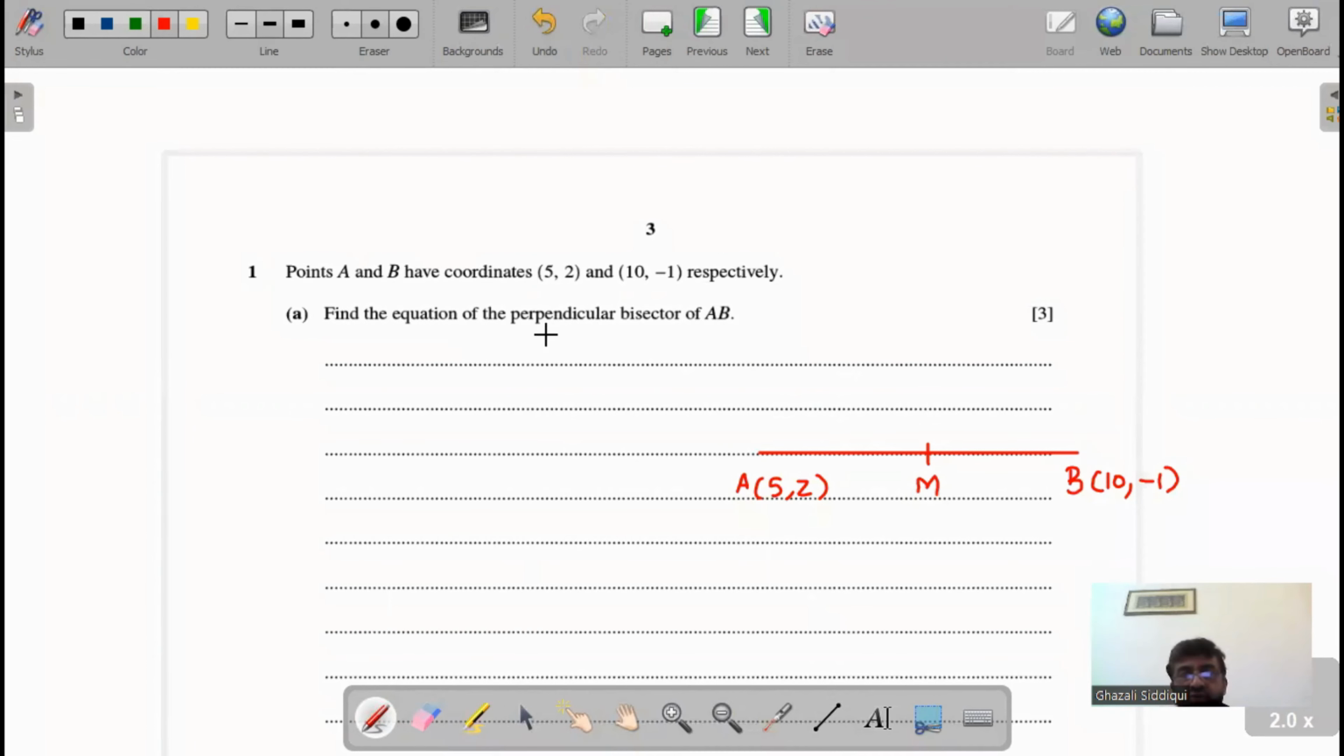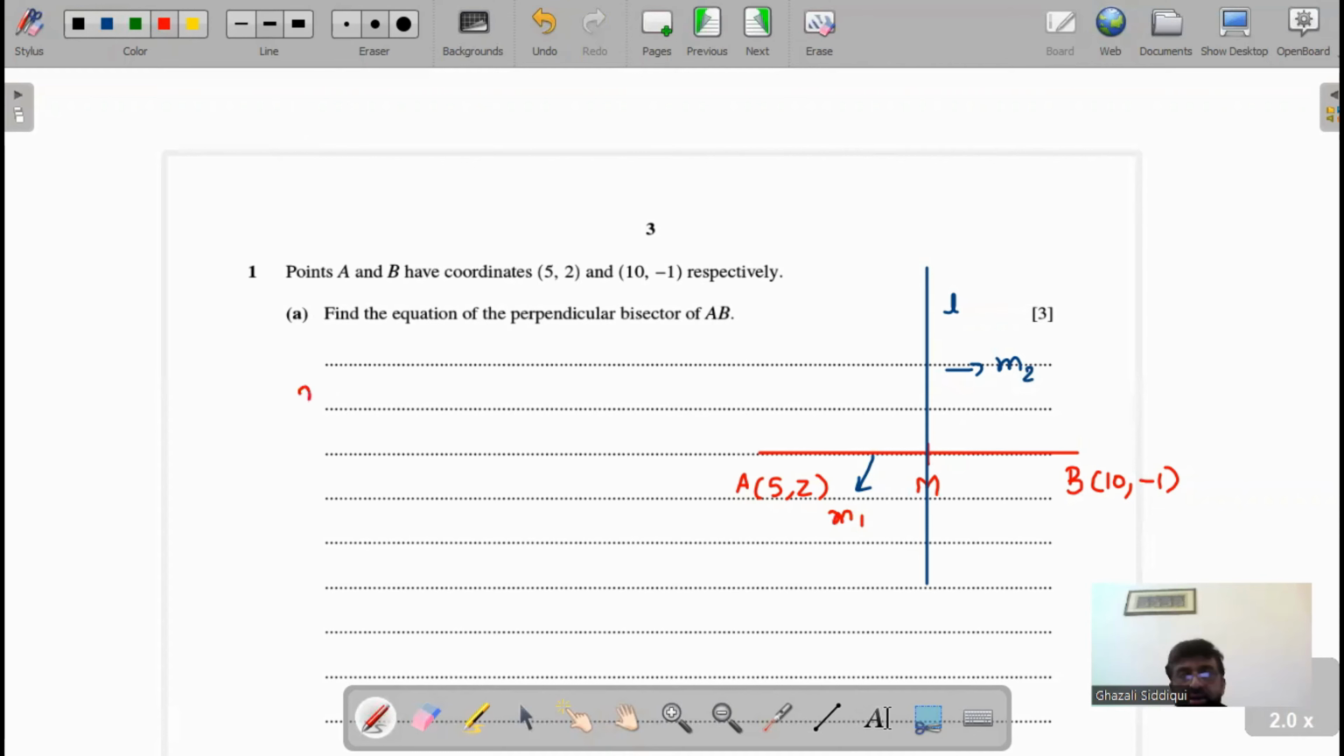You see here we have to find the equation of the perpendicular bisector. Suppose this line is the perpendicular bisector, and we name it line L. Now we have to find the equation of this line. To find the equation of a line, firstly we have to find the gradient. The gradient of line AB we name m1 and the gradient of line L we name m2. Firstly we find the gradient m1.